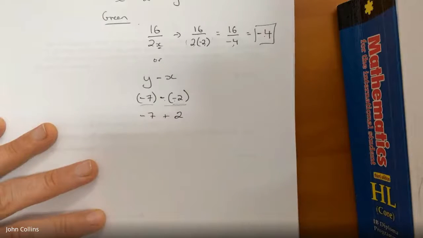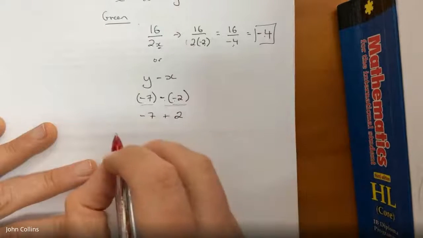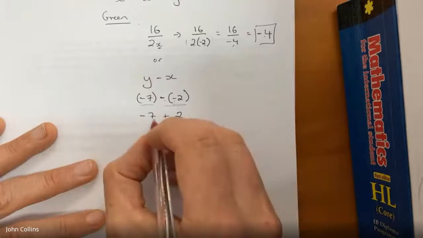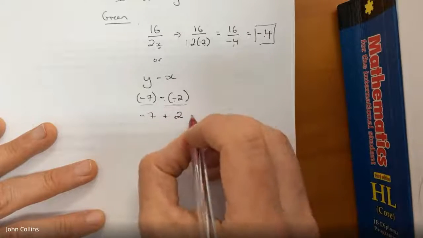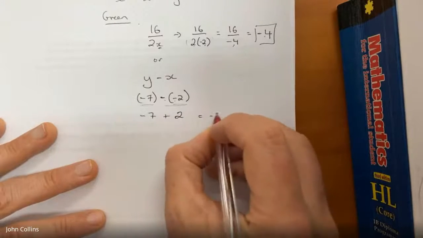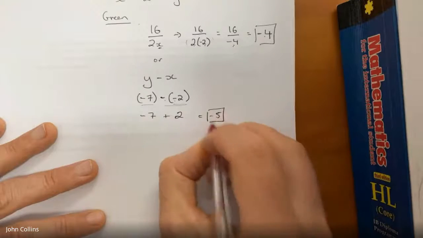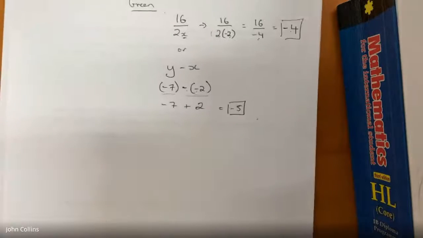-7 plus 2, you can use a number line. And if you're stuck, you can use a calculator. But negative 7 add 2 will go towards 0, so it's actually going to be negative 5, as Jaden says. So that'll be a green level style question.